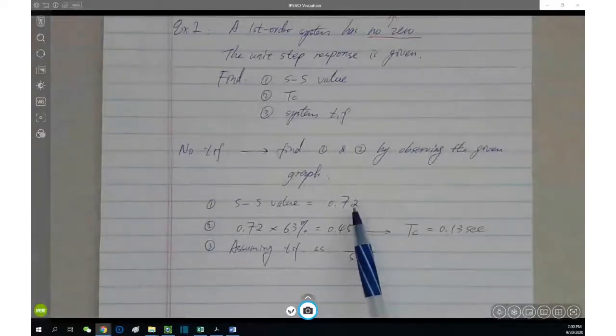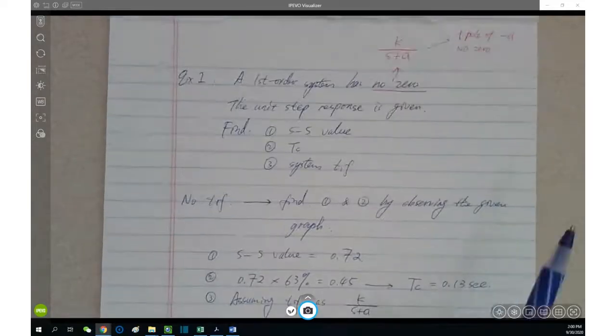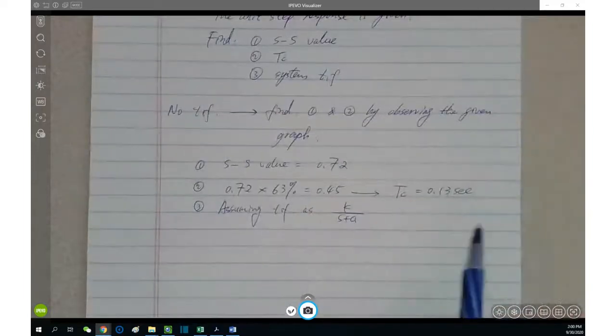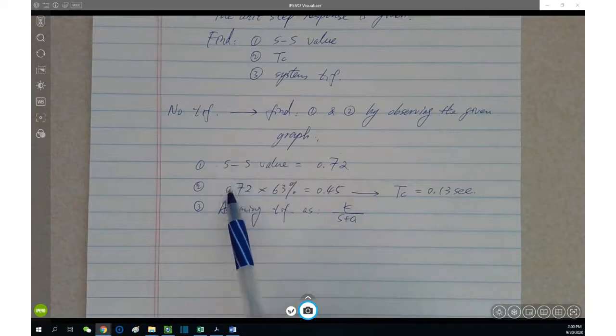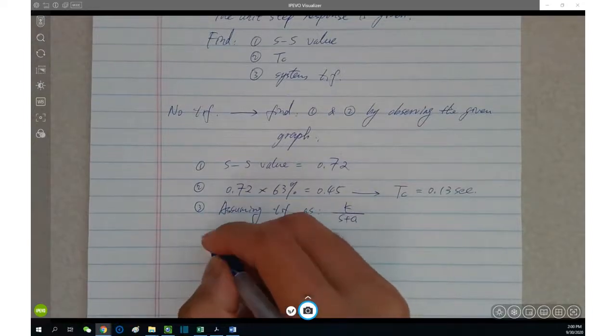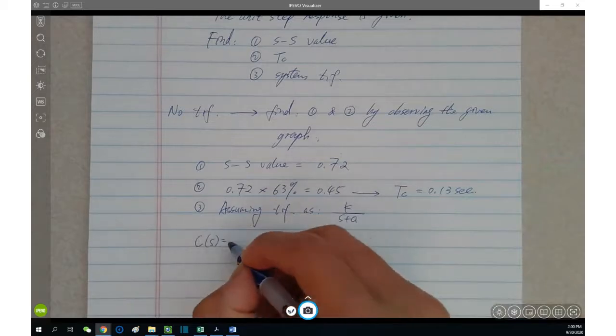So with the steady state value and the time constant t sub c, we're going to try to find the system transfer function. The problem has already told us that there's no zero, right? So this is the function we can assume at the beginning: K over S plus A. We can assume this. And these two are about output. So we find the output. We have done this already, but we can repeat it.